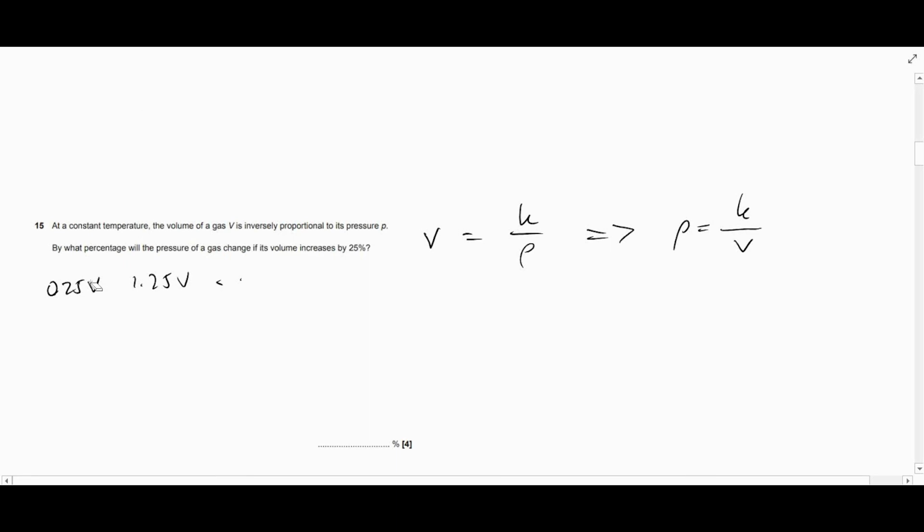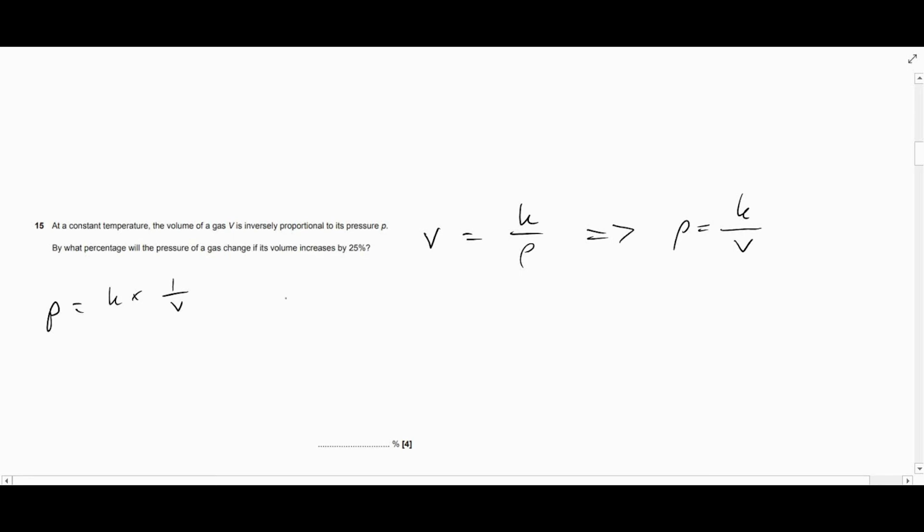So if you thought it's 1.25 V, you'd be correct. A 25% increase just means take whatever you have, in this case V, take 25% of it, so V over 4, and add it on to what you already have, plus V. That percentage is giving you 1.25 V. That's kind of the definition of it. So we just want to see as V changes from V to 1.25 V, what happens to P. So to do that, we can think about what this means right now. Initially, we have P is equal to K times 1 over V. No problem.